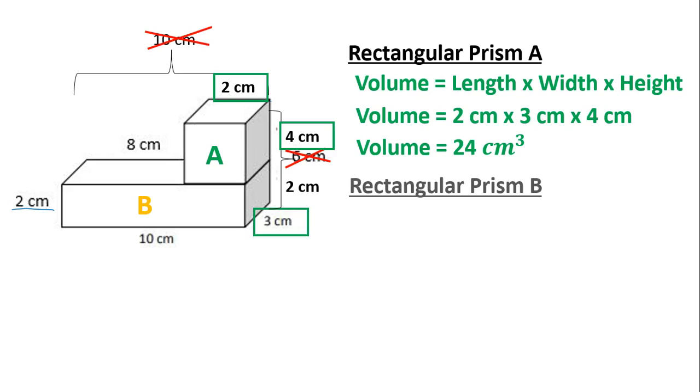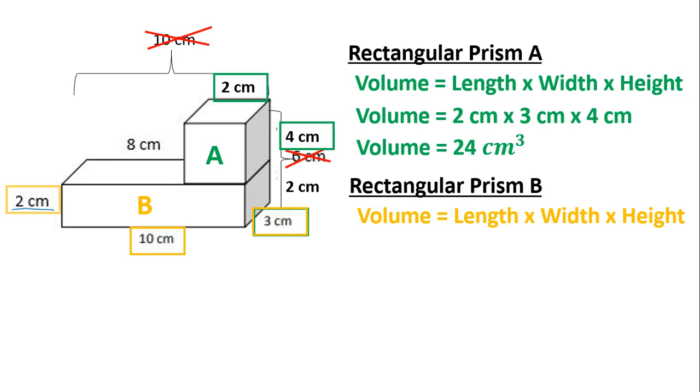Now we can go ahead and find the volume of rectangular prism B. The length is 10 centimeters, the width is 3 centimeters, and the height is 2 centimeters. So we can multiply 10 centimeters times 3 centimeters times 2 centimeters. 10 centimeters times 3 centimeters is 30 centimeters squared, and 30 centimeters squared times 2 centimeters is 60 centimeters cubed.